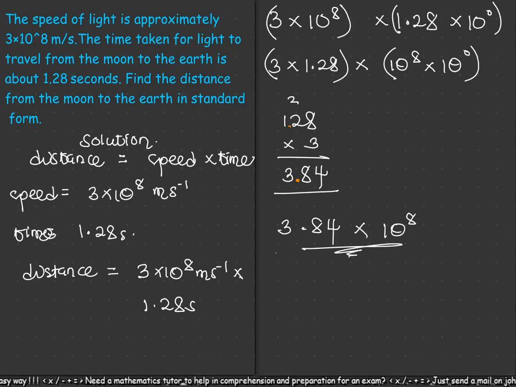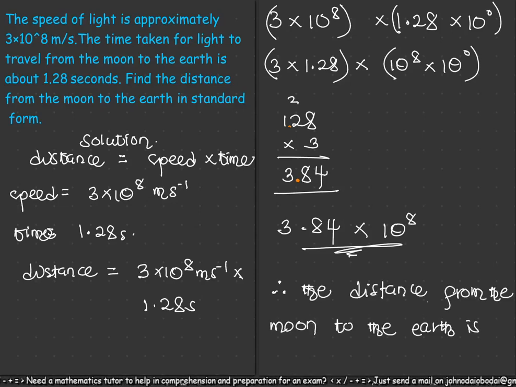So it simply means that the distance from the moon to the earth is 3.84 times 10 to the power 8 meters. As simple as that. So this is how far we are going to get.